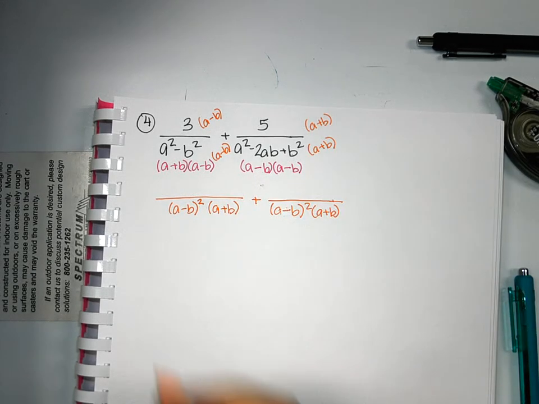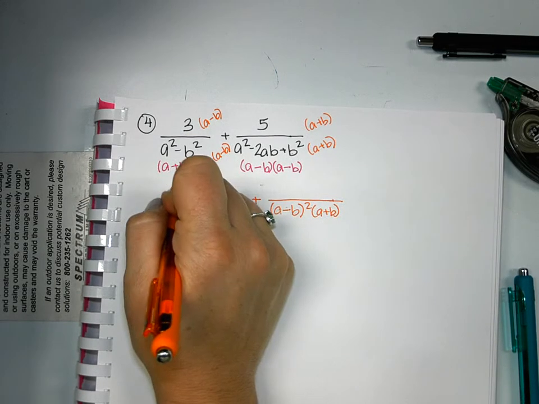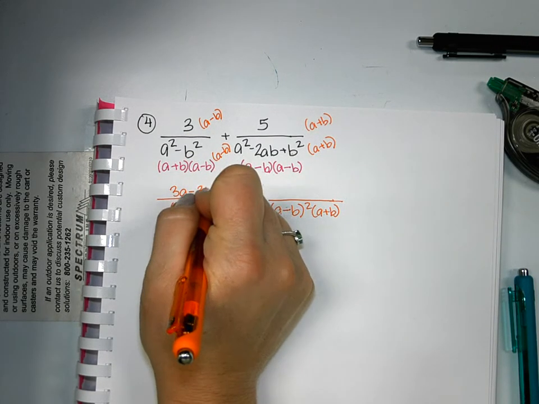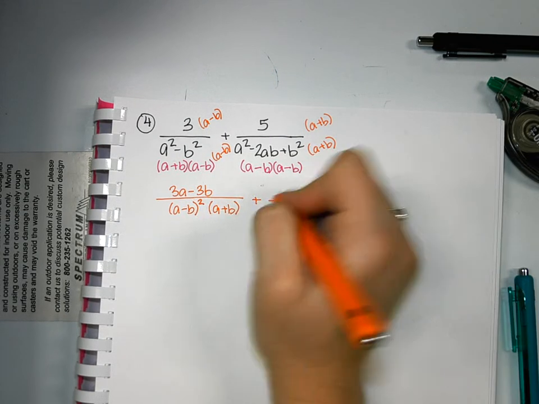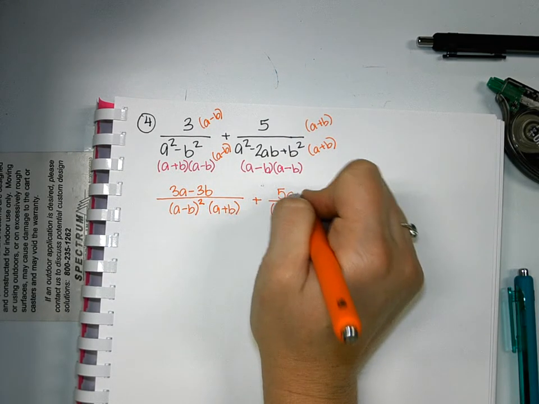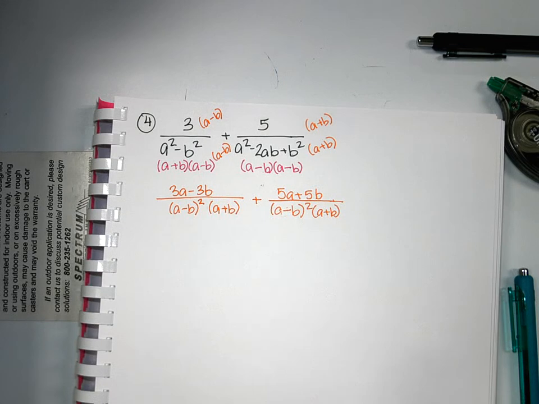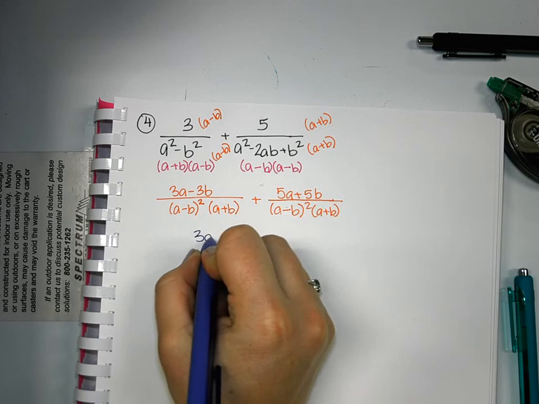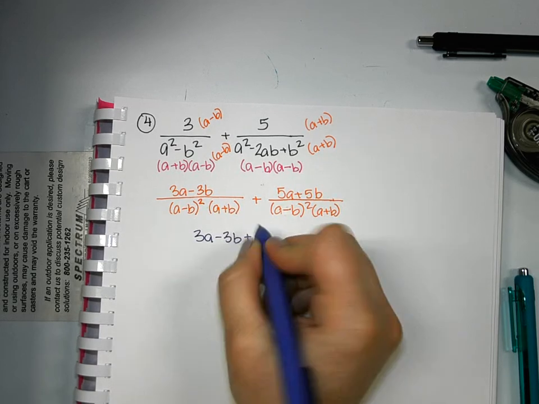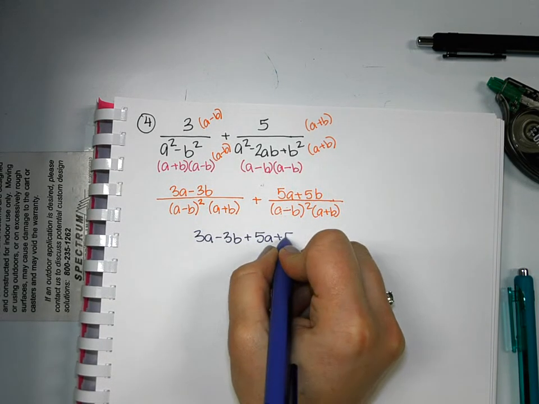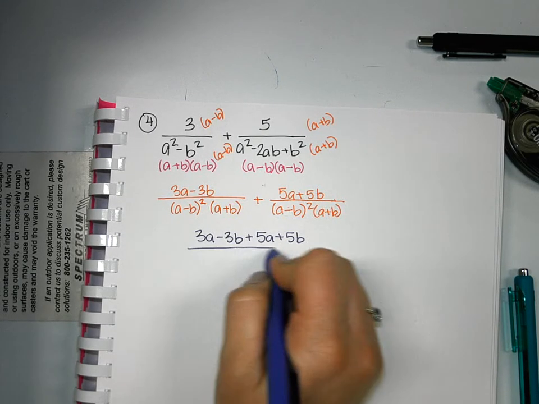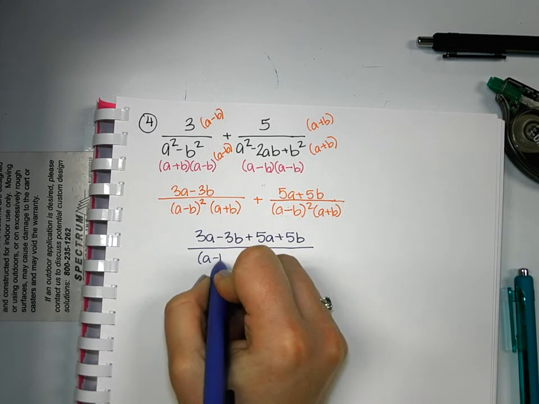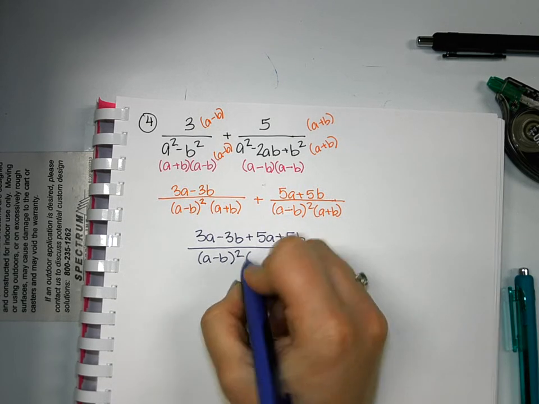So when I multiply or distribute the 3 through, I'll get 3a minus 3b. Over here I'll get 5a plus 5b. So next, now that I have the common denominator, I can now add my numerators. So on top, I'll have 3a minus 3b plus 5a plus 5b. And on the bottom, I have my common denominator, a minus b squared times a plus b.